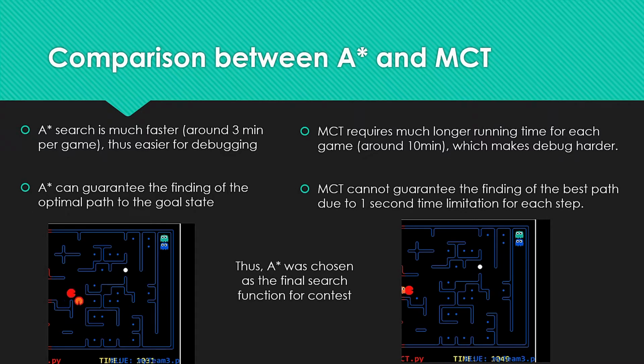Among the 2 approaches implemented by our team, we finally decided to choose A* as the final search function for our contest, for 2 reasons. First, A* search is much faster than MCT. A game using A* will take about 3 minutes, but a game using MCT requires around 10 minutes, which makes it much harder to debug. Secondly, A* can guarantee finding the optimal path to the goal state. However, MCT cannot guarantee this because of the 1 second limitation for each step. Thus, A* was chosen as the final search function for our contest.